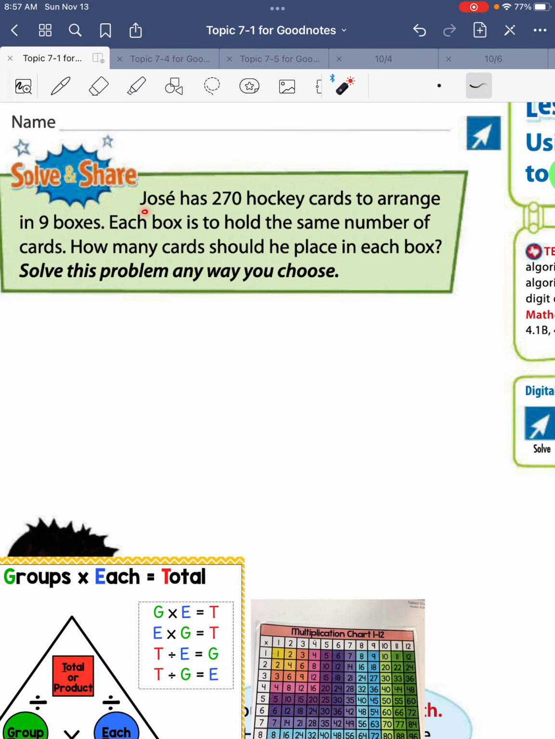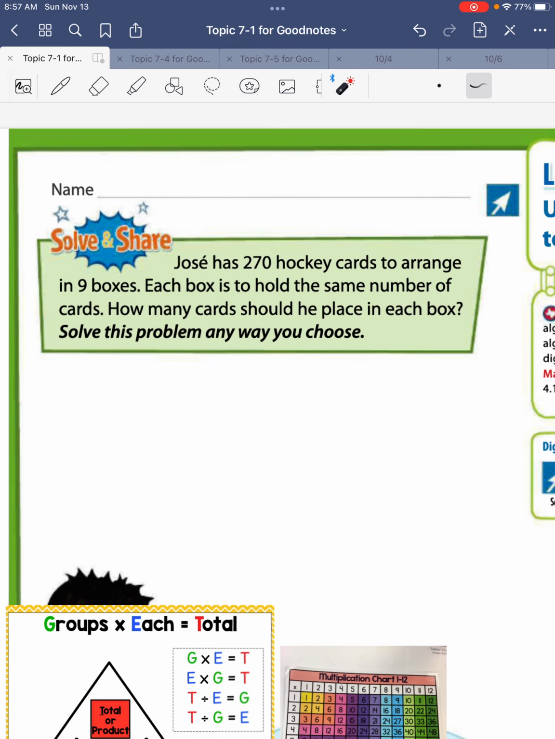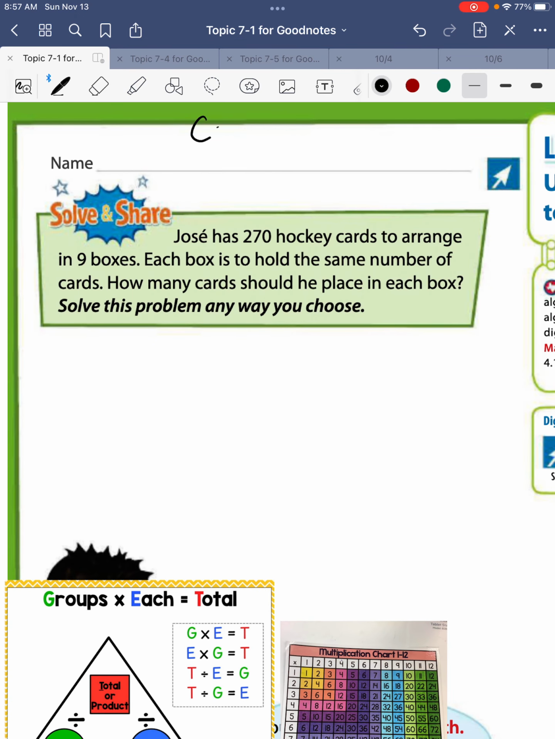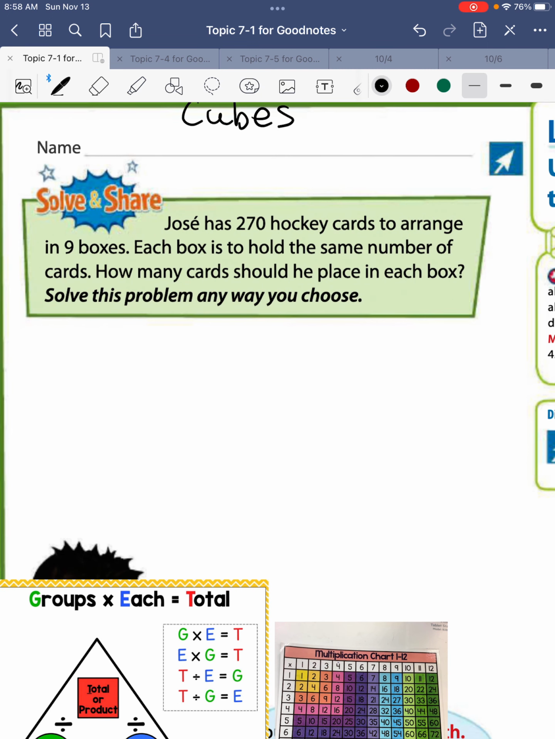It says, Jose has 270 hockey cards to arrange in 9 boxes. Each box is to hold the same number of cards. How many cards should he place in each box? So I'm going to do my cubes like I always do. I'm going to circle my important numbers. So 270. I can do 270 hockey cards, and I'm going to circle 9 boxes.